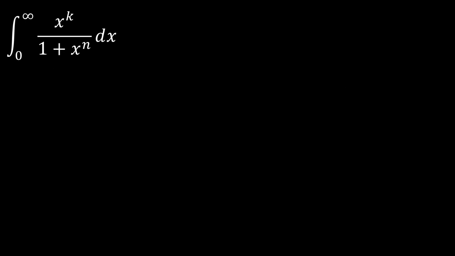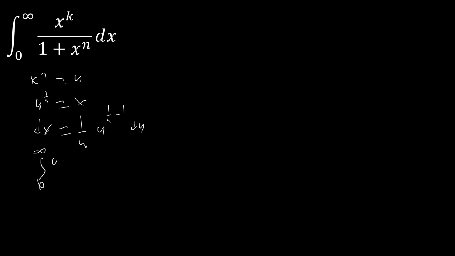So the first proof we're going to do is using the beta function, so that's pretty simple. What we're going to do is substitute x to the n equals u, and that means that u to the 1 over n equals x, dx equals 1 over n, u to the 1 over n minus 1 du. And so we're going to have the integral from 0 to infinity. Now x to the k is just u to the k over n. And then we're going to add plus 1 over n, so I'll just extend this right here. Plus 1 over n minus 1, all over 1 plus u.